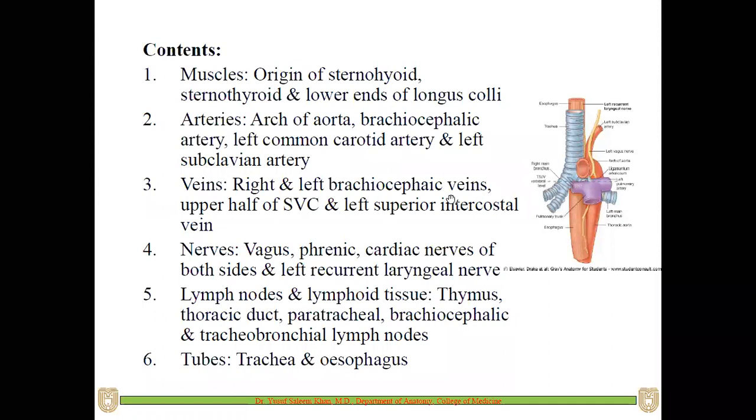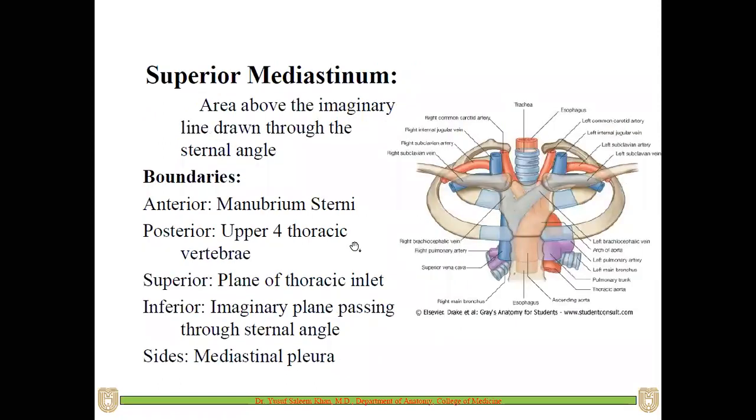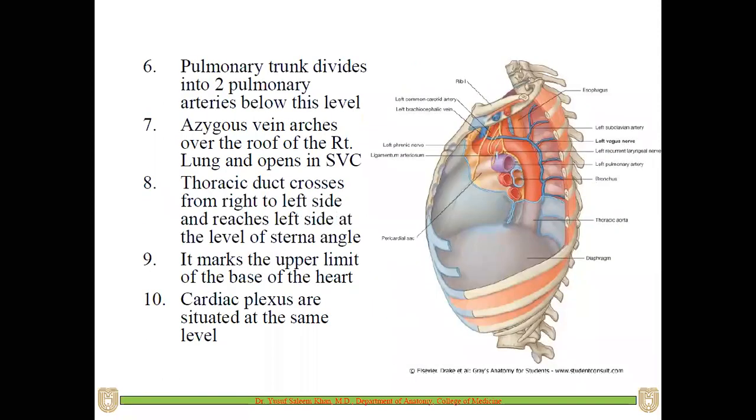And the left superior intercostal vein also will be present in this region. Then nerves like the vagus, as you can see here, this is the vagus. Okay. Then we also have a phrenic nerve. The phrenic nerve is the nerve which is supplying the diaphragm, that will also pass through this region. So this is the left phrenic nerve, and here is the vagus nerve.